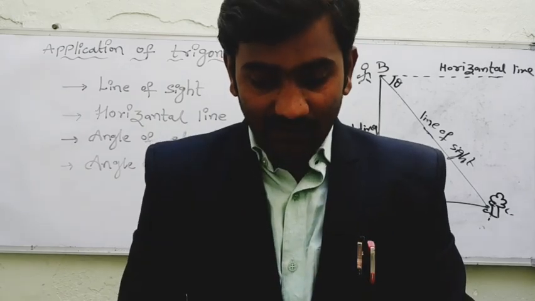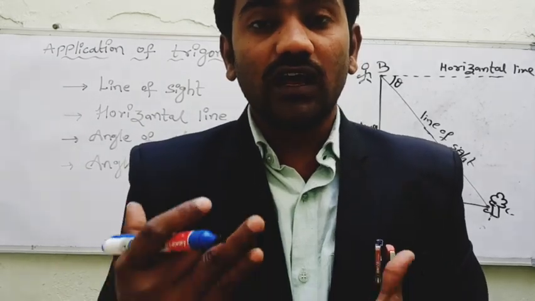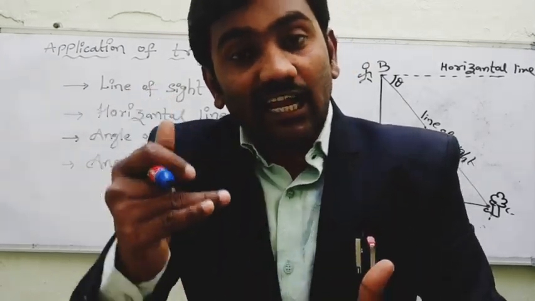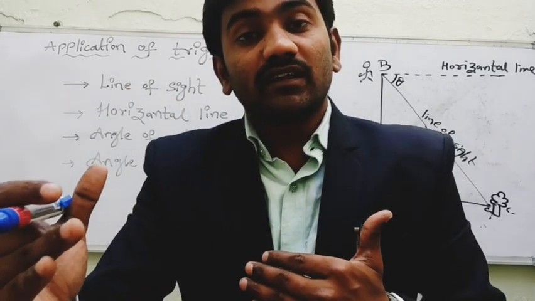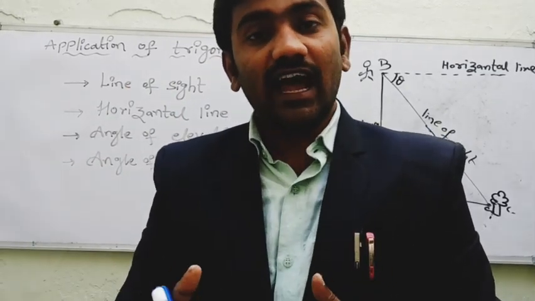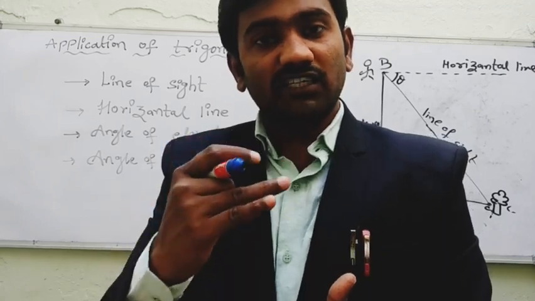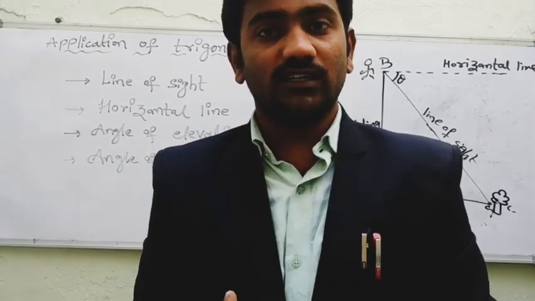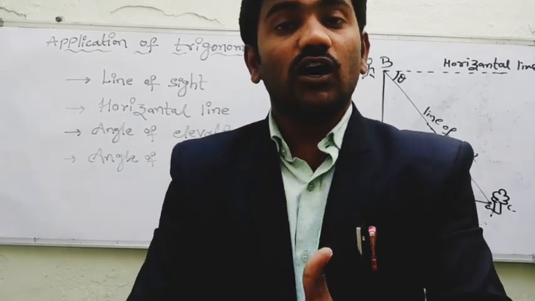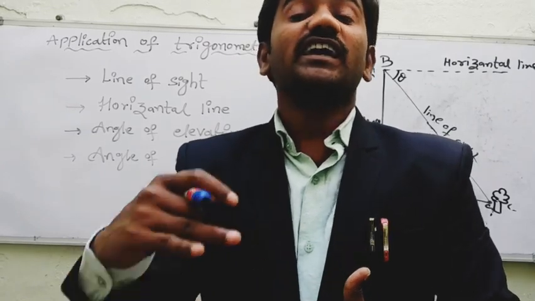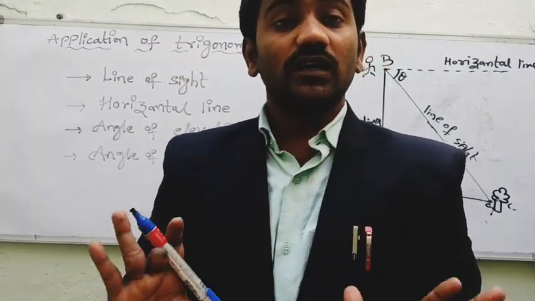For the angle of depression, when you move closer and closer to the object, it decreases. The angle of depression decreases when you move closer to the object. When you move far from the object, the angle of depression increases. So this thing you need to remember.